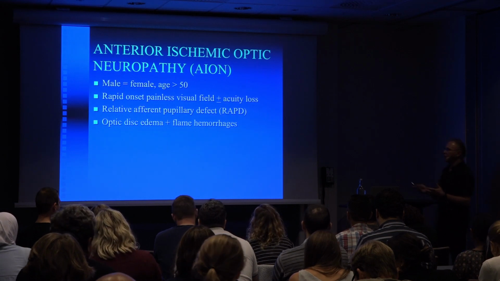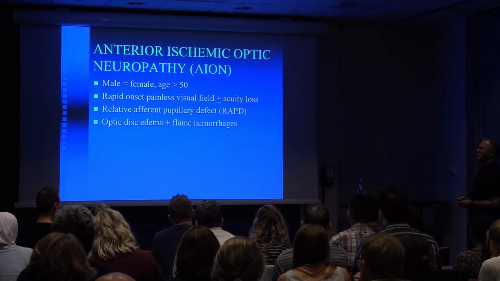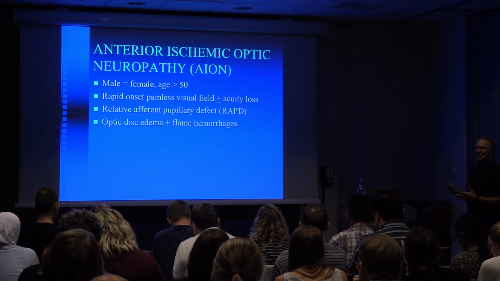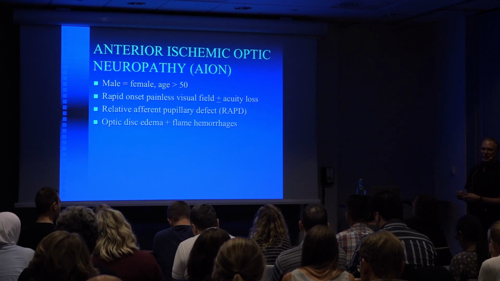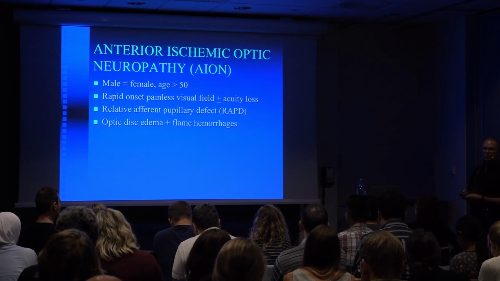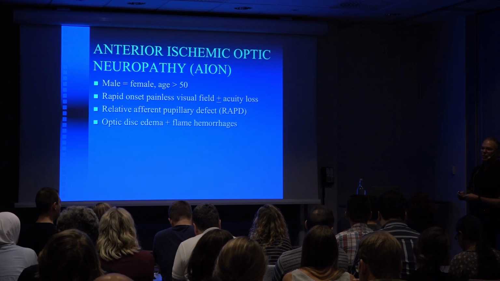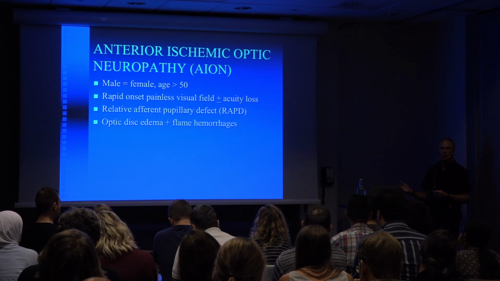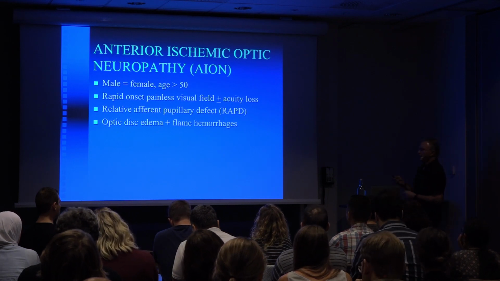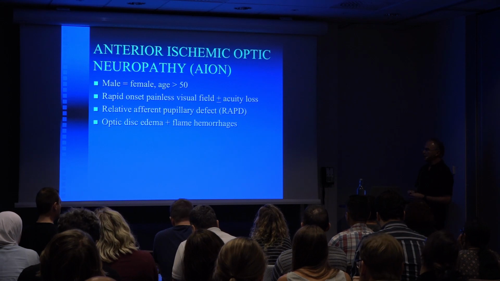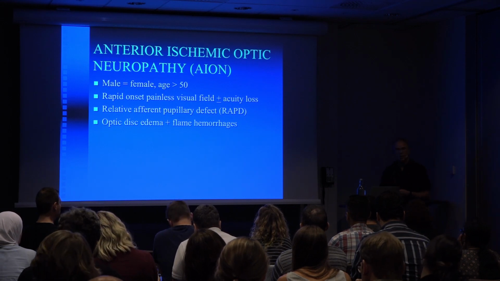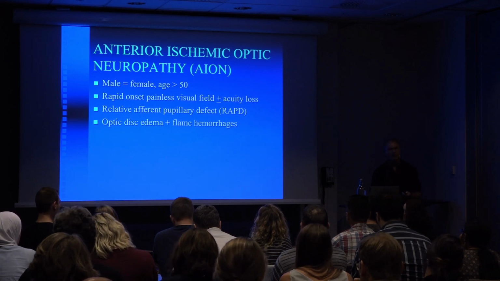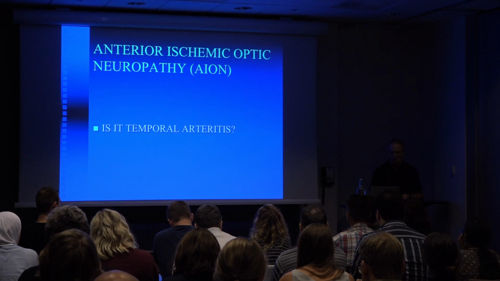So, again, the general definition for anterior ischemic optic neuropathy: males equal female, usually over the age of 50. It's a painless loss of vision. It's always a painless loss of visual field. It's not always a painless loss of acuity. Depends on where the field is involved. If it involves a fixation point, then acuity goes down, but you might have normal acuity and have NAION. If there's asymmetry, there's a relative afferent pupillary defect present. And essentially, there's always optic disc edema in this anterior form of ischemic optic neuropathy, and often flame hemorrhages and other features that I'm going to show you.